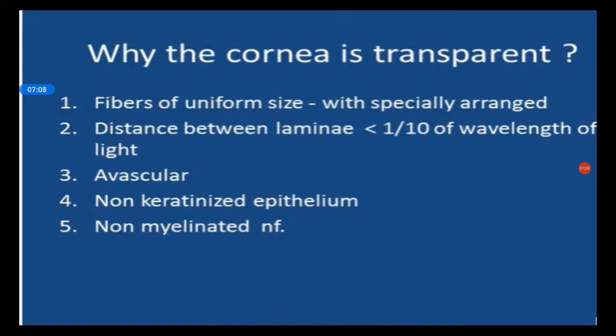So now to repeat the reasons for a transparent cornea. As you know, anatomically it is the arrangement of the stromal collagen: the fiber size is uniform and they are arranged in a specialized manner. Even the distance between the lamellae is less than 1/10 of the wavelength of the light, because of which the transparency of the cornea is maintained. There is no scattering of light because of it.